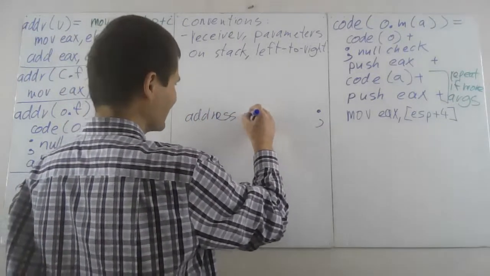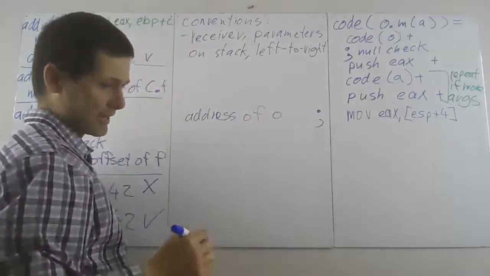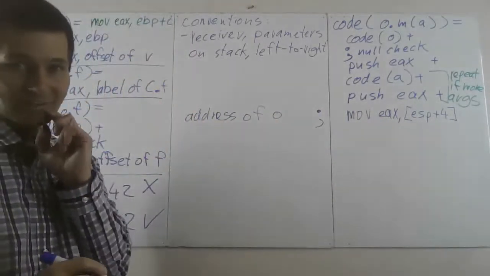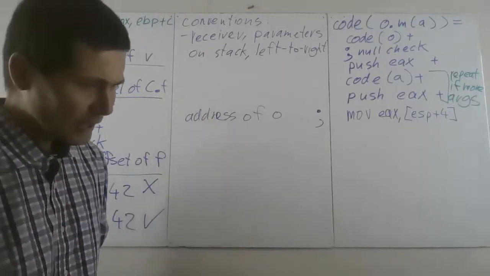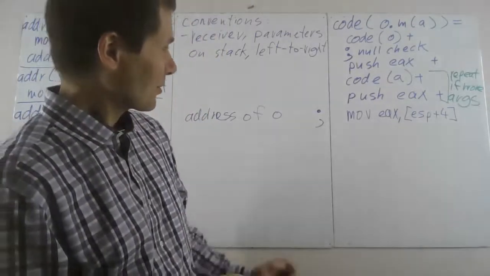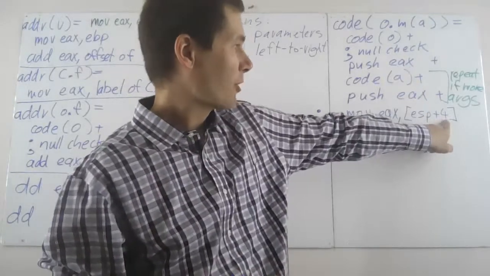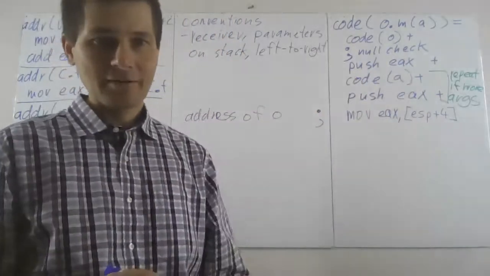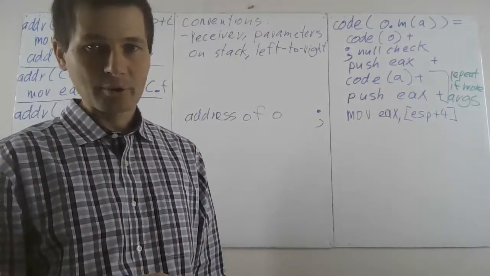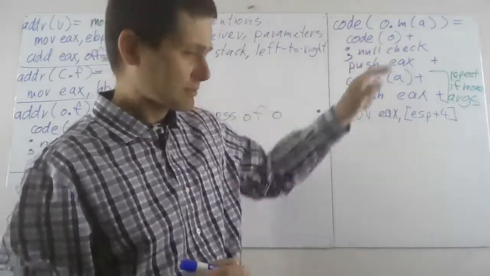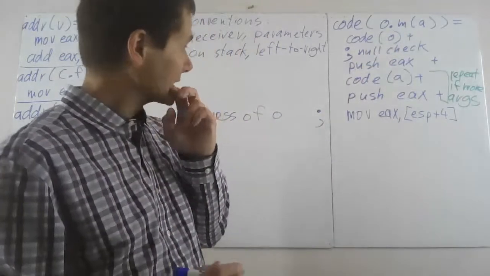Address of O, right? The address of the receiver is going to go into register EAX. Obviously, if you had more than one argument, that 4 would change to reflect however many words you have pushed onto the stack. So now I have the address of this receiver object O in the stack.